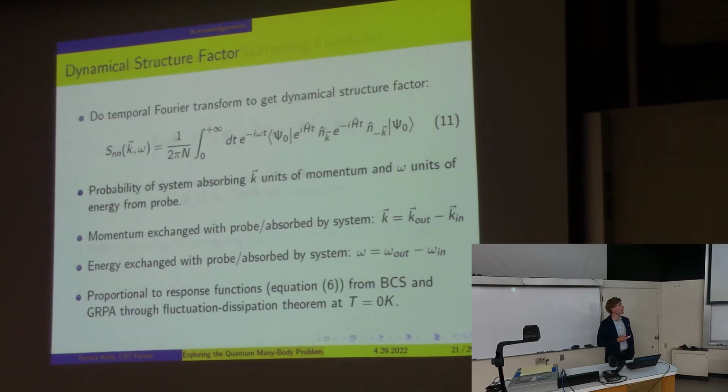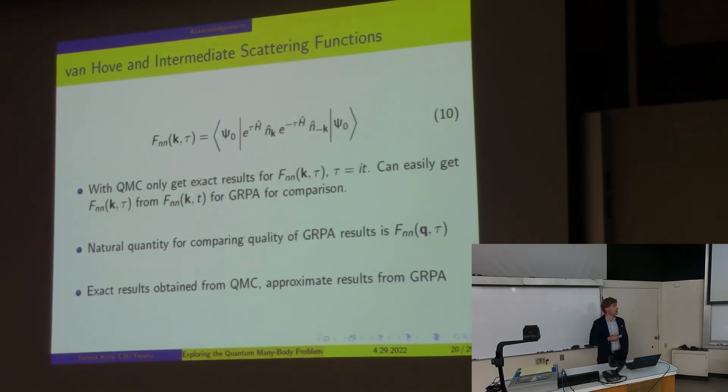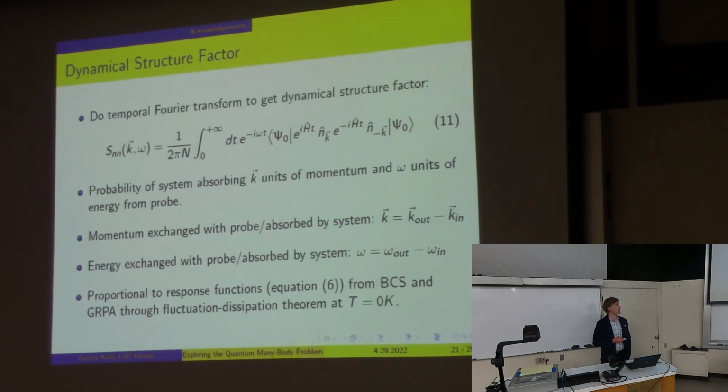We can also get it very quickly and easily from our approximate GRPA results. So it's the natural quantity that we would want to use if we wanted to compare the accuracy of GRPA to using the QMC data as an objective standard. So, exact results from QMC, approximate results from GRPA. And that's what my thesis was about, assessing how good GRPA really is, at least with this sort of system.